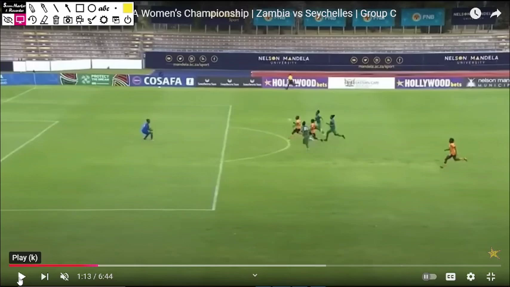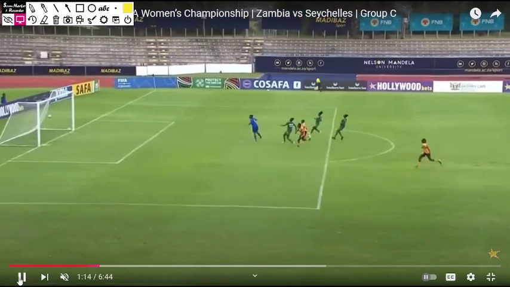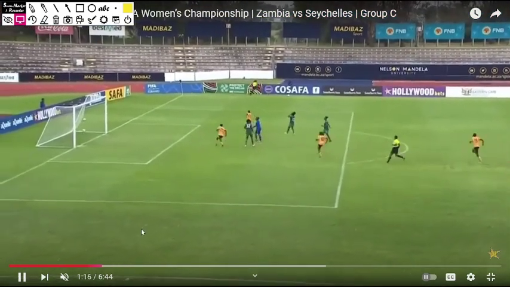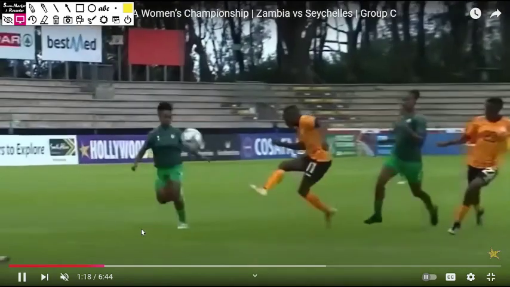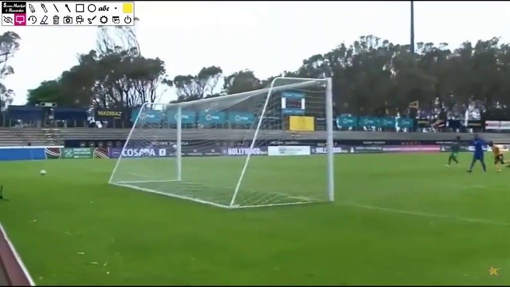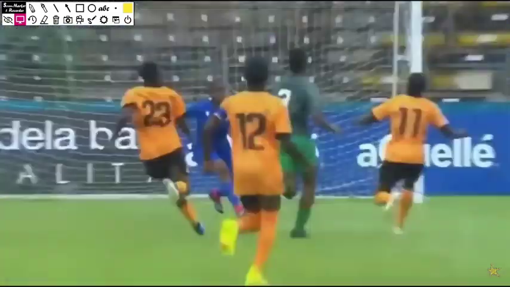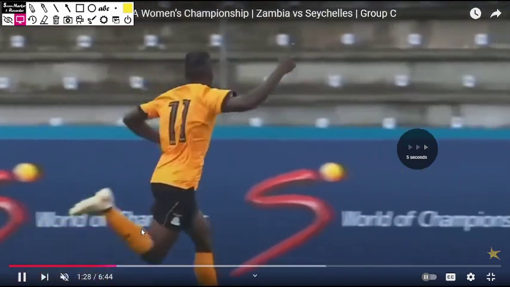Let me continue that. And yeah, it's an easy goal. It's an easy goal for the Zambian player. The goalkeeper should not have been that far away from her line. Alright, let's get into the second goal that was scored.